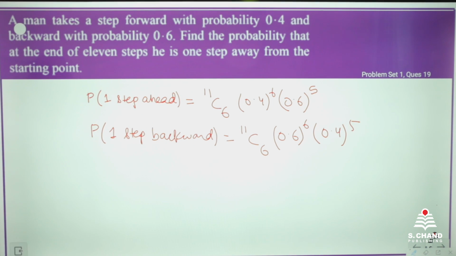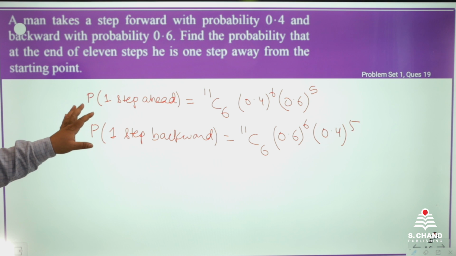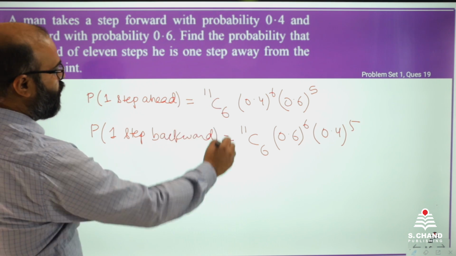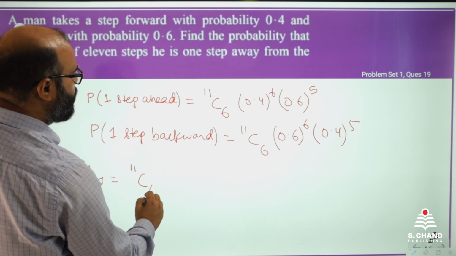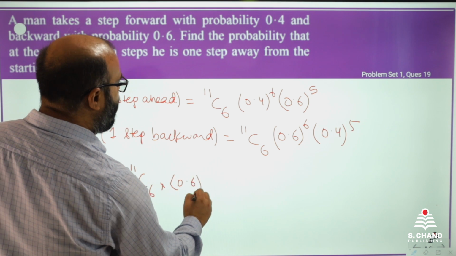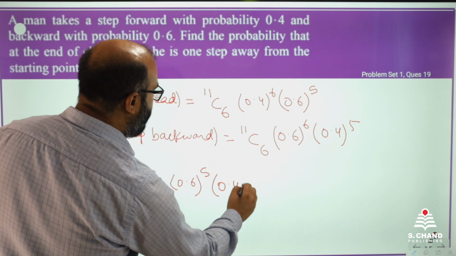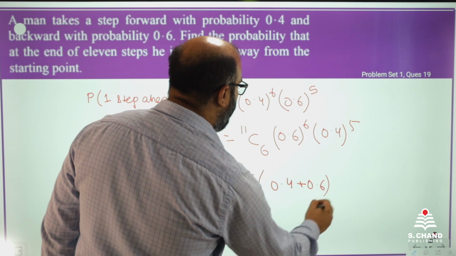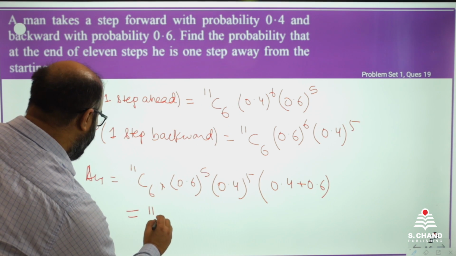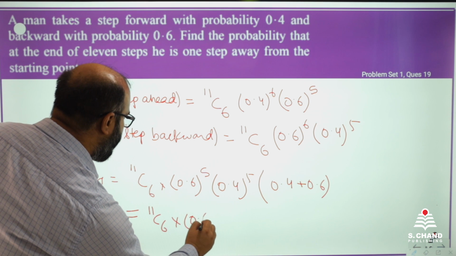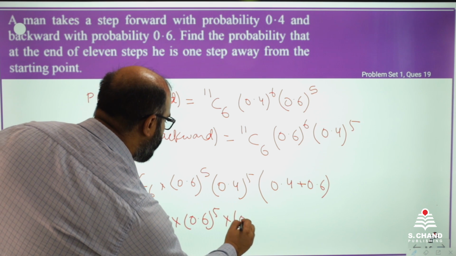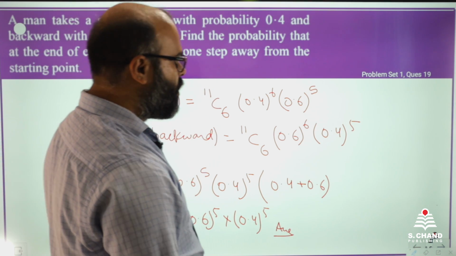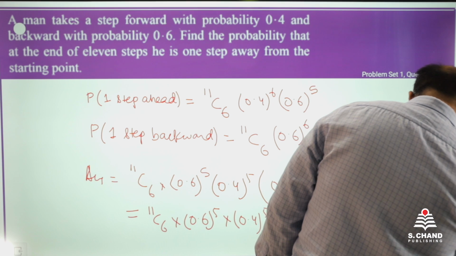Now you will see that either this happens or this happens, and these are mutually exclusive. So the answer could be the addition of both of these. So 11C6 into 0.6 to the power 5 into 0.4 to the power 5 into (0.4 plus 0.6), which will of course be 1. So you will get 11C6 into 0.6 to the power 5 into 0.4 to the power 5. This will be your answer. Let us come to the next question of probability.